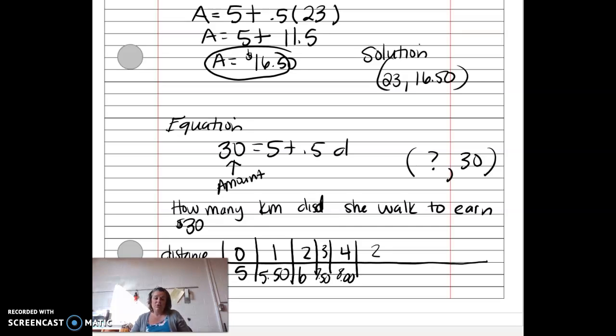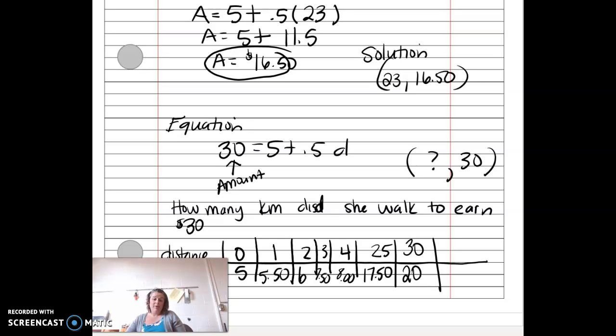So maybe if I did a logical guess here, maybe I did 25 and found out what she had at 25. But using that whole idea that she's got $5 to start plus 50 cents for every kilometer. So if I put my $5 to start plus 50 cents, 0.5 times the 25, that gives me 17.50. Not enough. I need 30. So maybe I try, I don't know, 30 kilometers. So I do the $5 to start plus 50 cents for the 30 kilometers, which gives me 20 bucks.